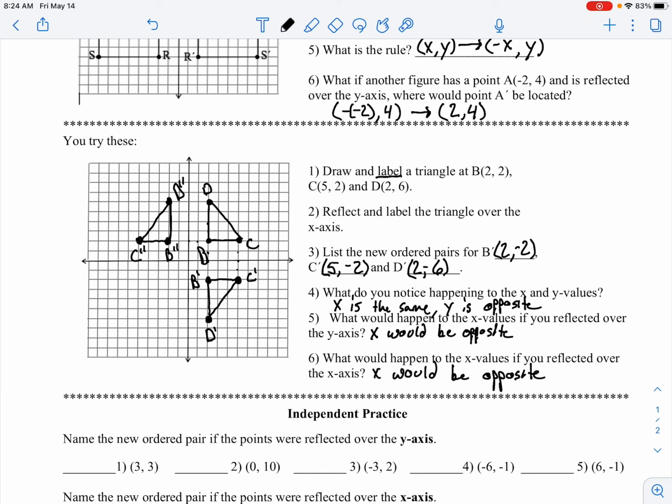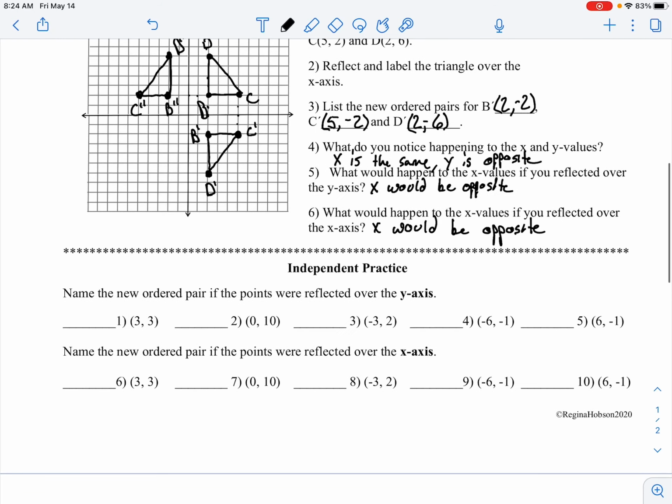So really not too difficult. It's just a matter of remembering that it's opposite here. If you're going over the x-axis, it's your y value that's going to become negative or become the opposite. And if you're going over the y-axis, it will be your x value that becomes negative or becomes the opposite.